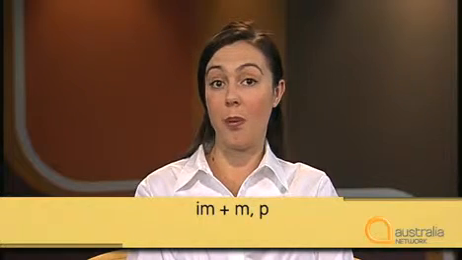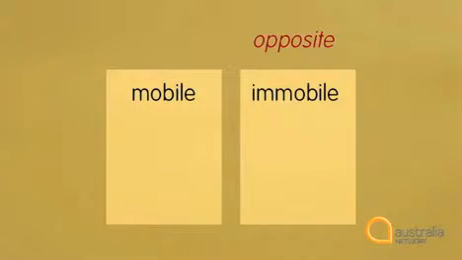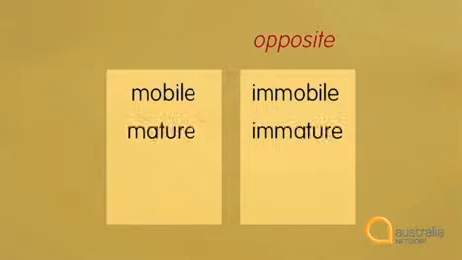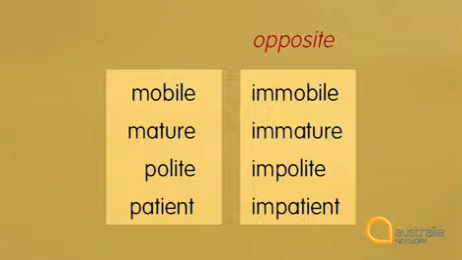Simone says she was immobile. The prefix "im" is used to make the opposites of words beginning with M or P. Im means not. So immobile is the opposite of mobile. It means not mobile. So we can have mobile and immobile, mature and immature, polite and impolite, patient and impatient.